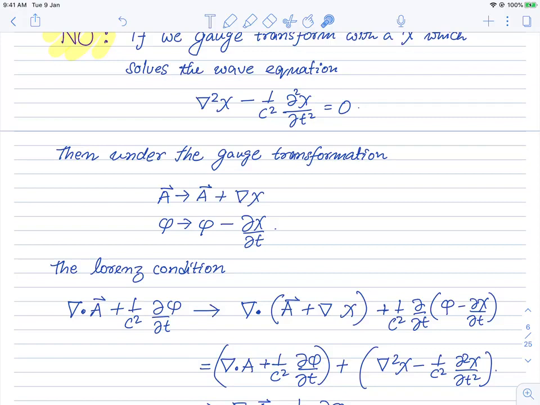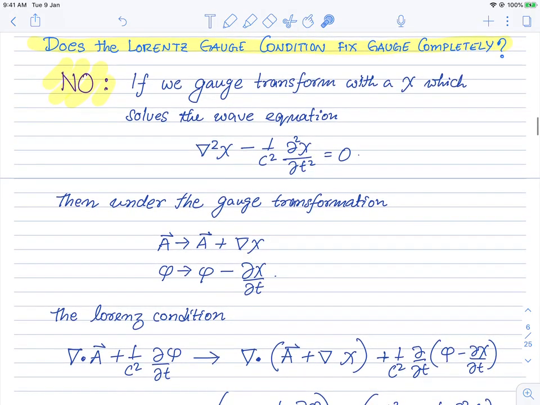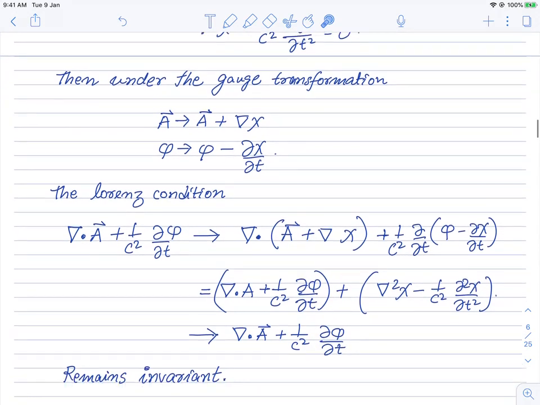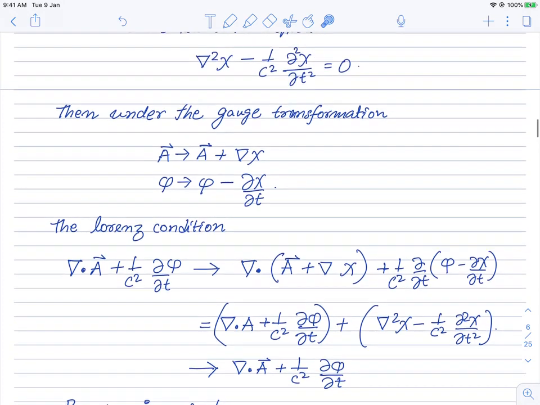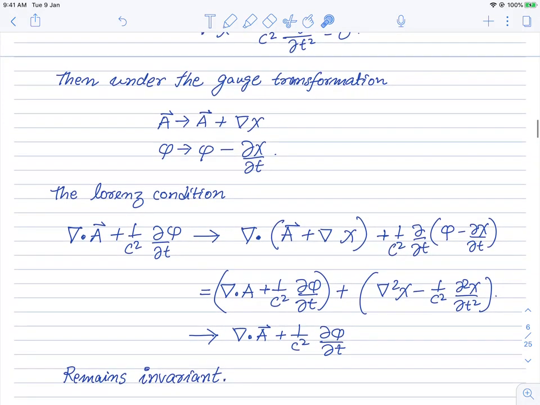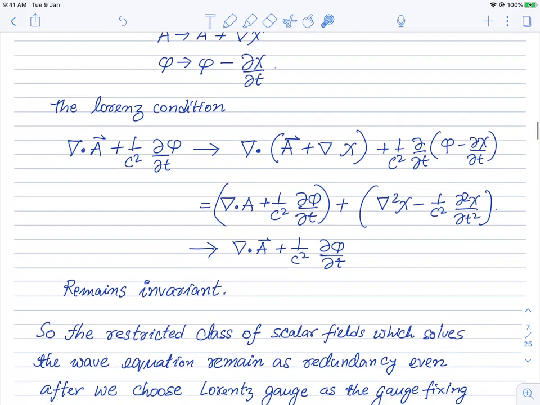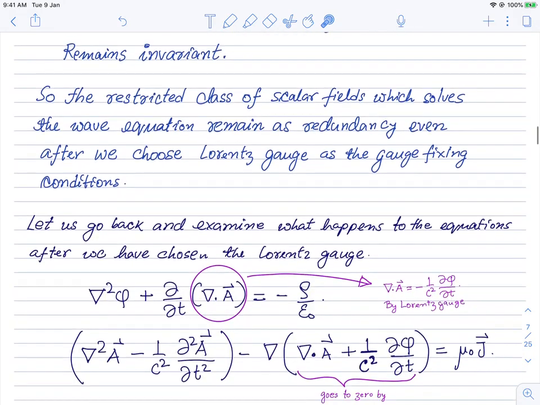So apart from this condition, you have to impose more criteria in order to fix this chi, so that you make a unique gauge, so that the gauge choice is complete. Otherwise it's an incomplete gauge choice. So the Lorentz gauge choice is an incomplete gauge choice, because of this particular fact. Basically it describes a class of gauges rather than a single gauge. This is one very interesting thing that happens.